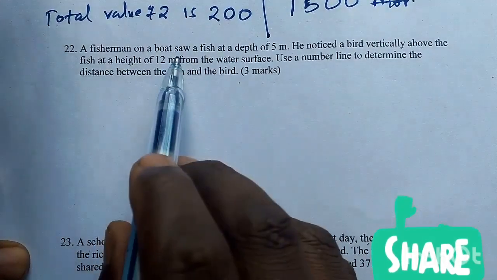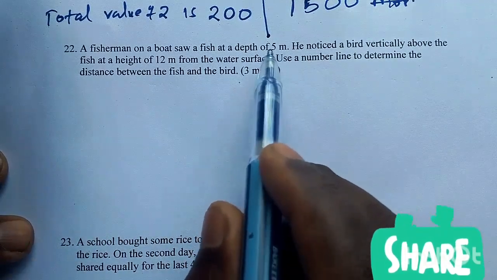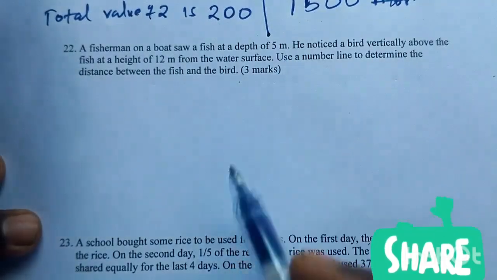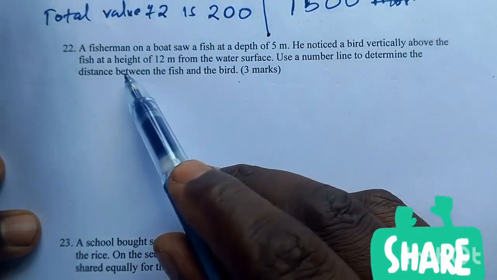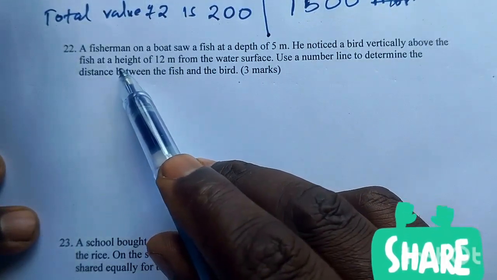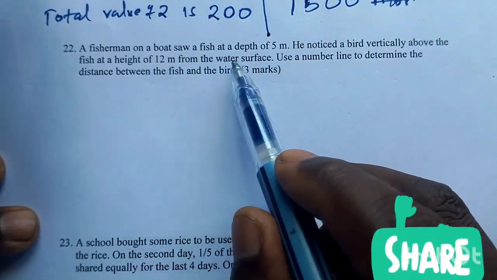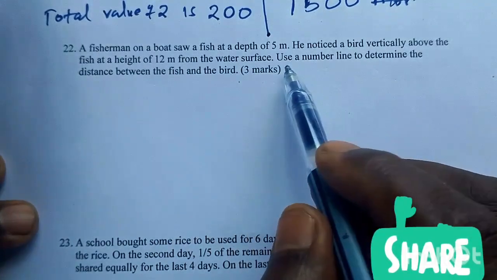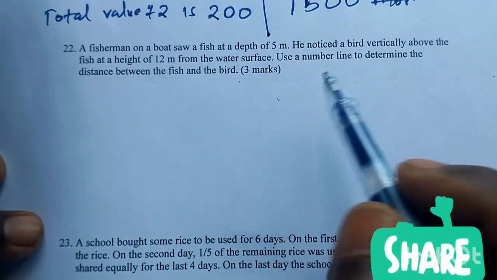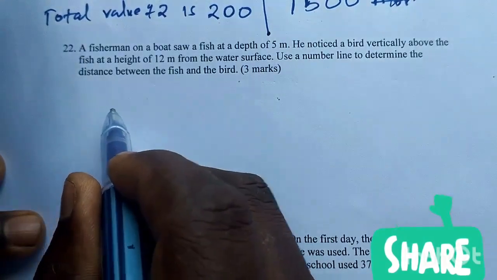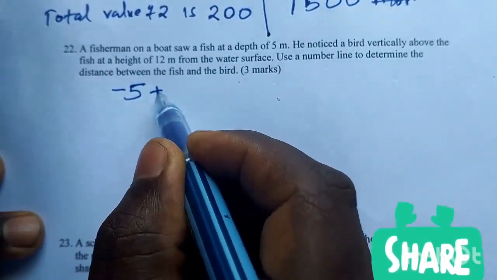A fisherman boat saw a fish at a depth of 5 meters. That's inside the water. He noticed a bird vertically above the fish at a height of 12 meters from the water surface. Use the numbering. So the water surface will act as the 0. So this is the same as -5 because this one is inside the water. We are going to add 12.